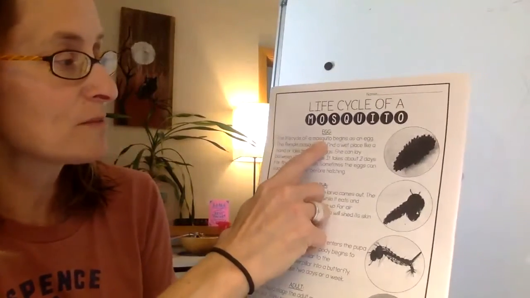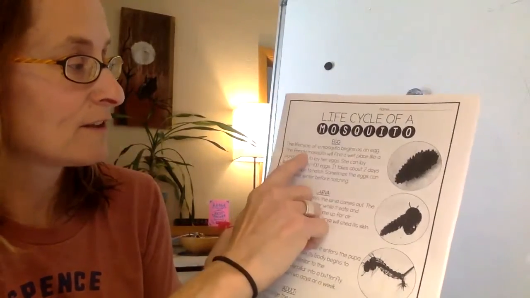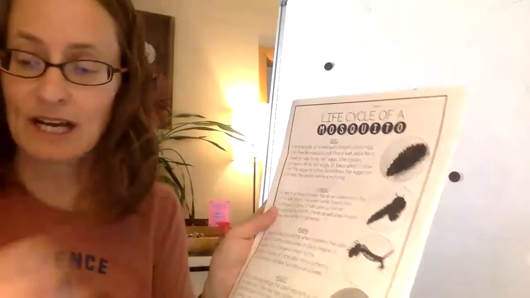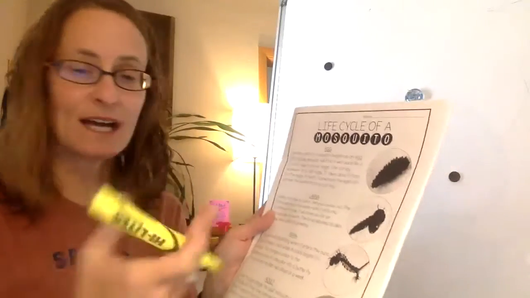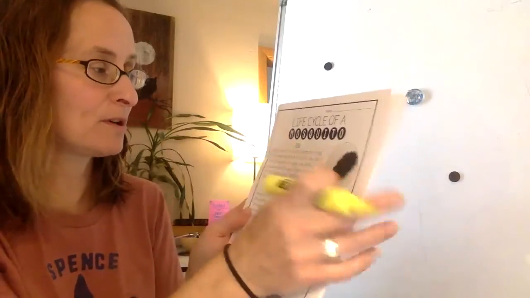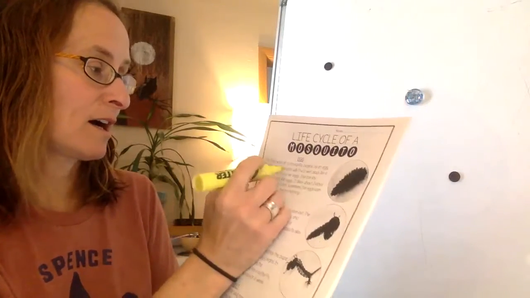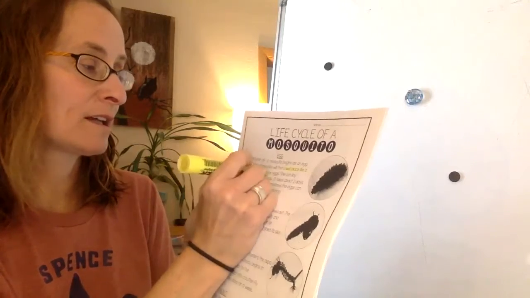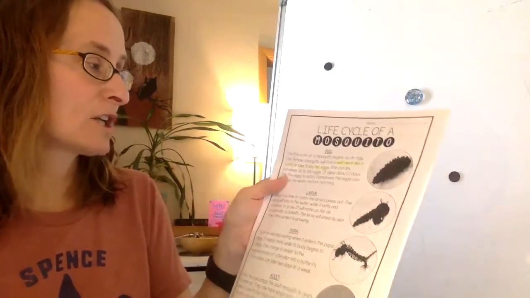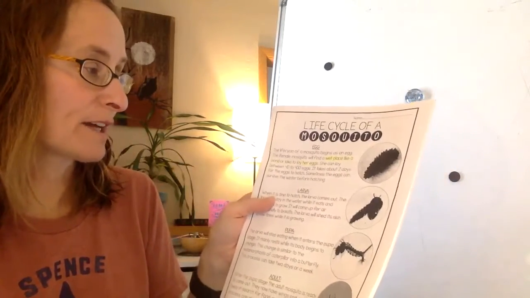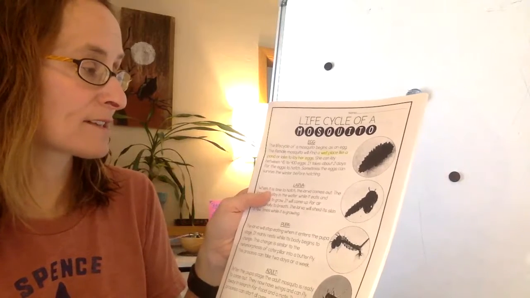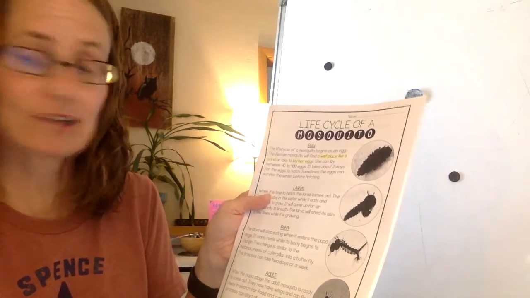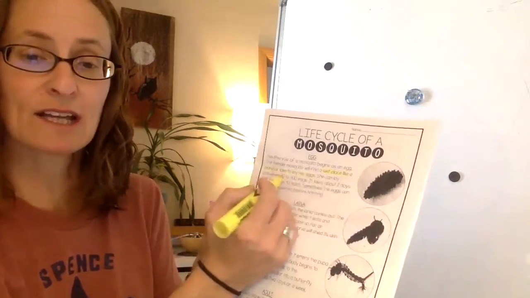The life cycle of a mosquito begins as an egg. The female mosquito will find a wet place like a pond or lake to lay her eggs. So I'm not going to highlight that whole sentence. I'm going to highlight wet place like a pond or lake, lay her eggs. She can lay between 40 to 400 eggs. It takes about 2 days for the eggs to hatch. Sometimes the eggs can survive the winter before hatching. So do you see how I just highlighted those key words?